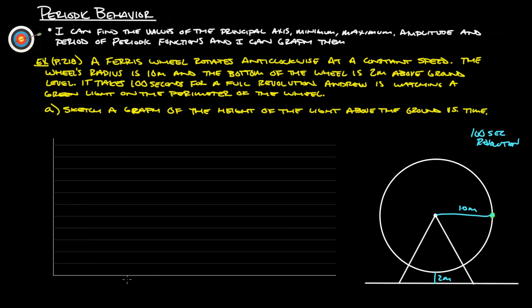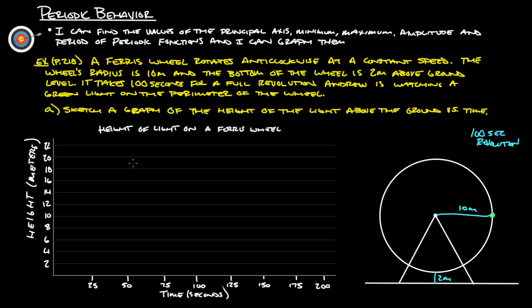Here's a little graph that we can use, and what we want to do is go through and label this. This here is going to be our y, our height above the ground. And then this is going to be our time. As time moves on, that green light is going to be moving around up here. Cutting to the chase, we've got the height in meters of the light: 2, 4, 6, 8, 10, 12, and so forth. And then this is time in seconds.